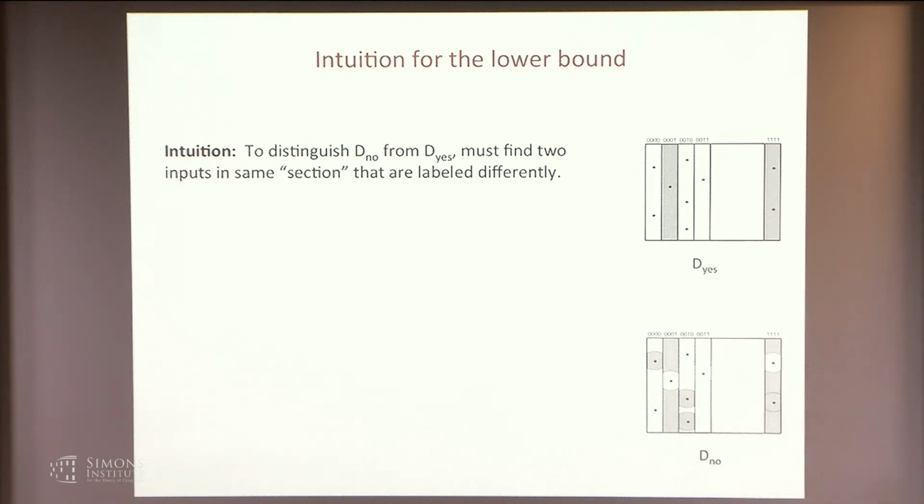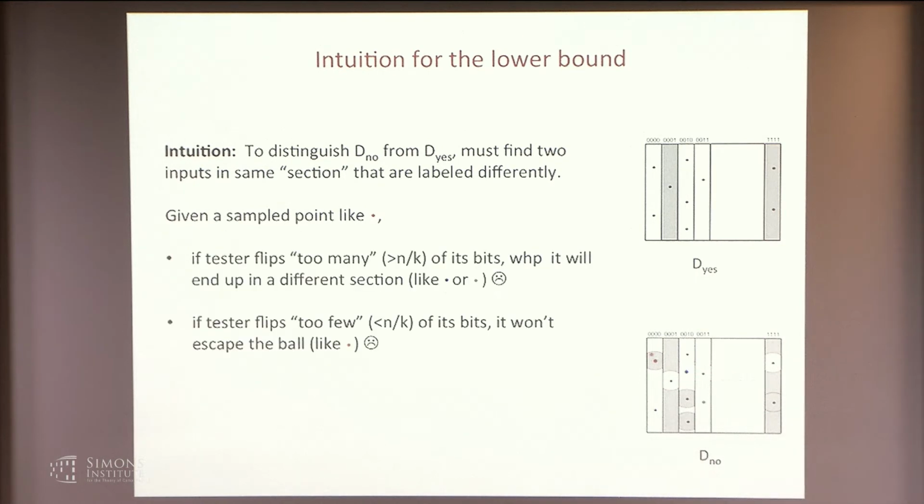Okay, so how could you try to come up with 2 points in the same section that are labeled differently? Well, probably you're going to start with one of your sample points, which is like this red point here. And what are you going to do?